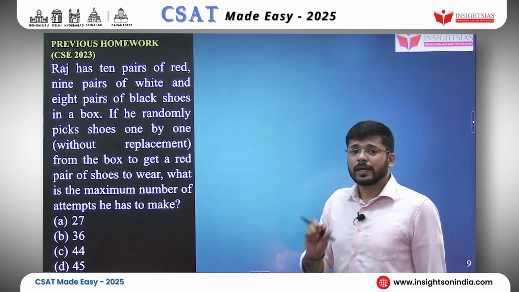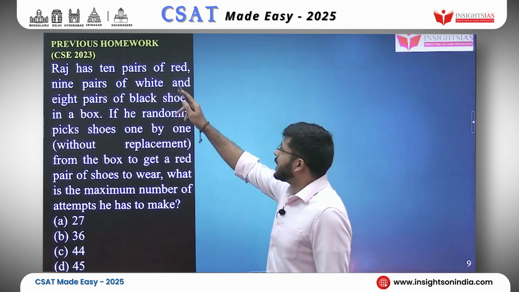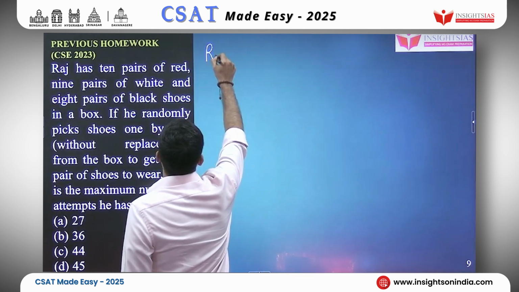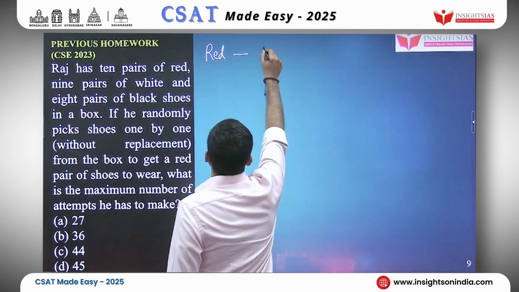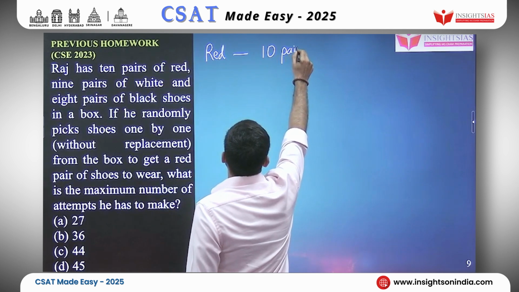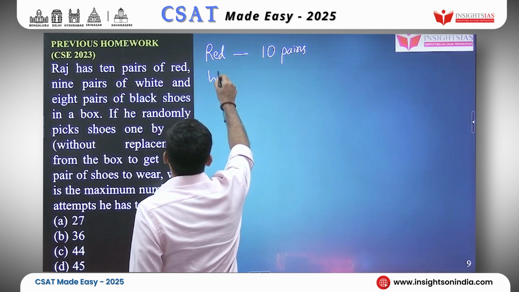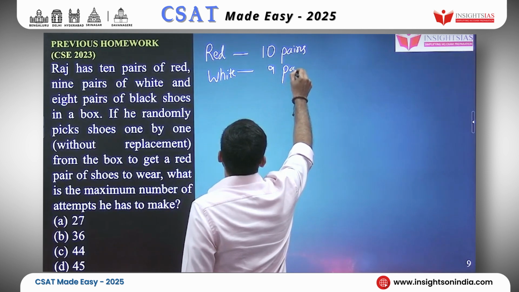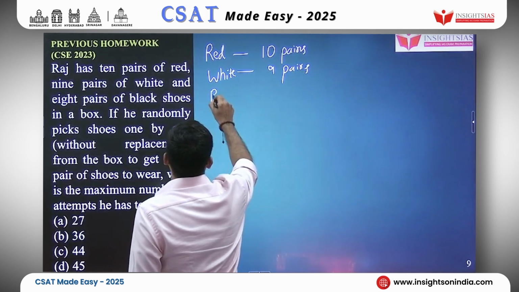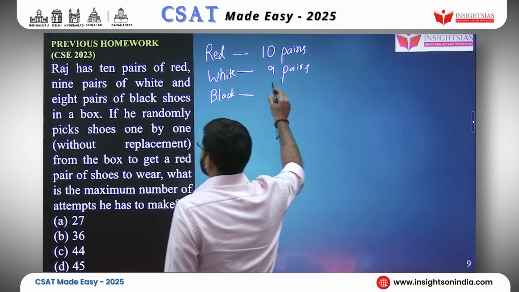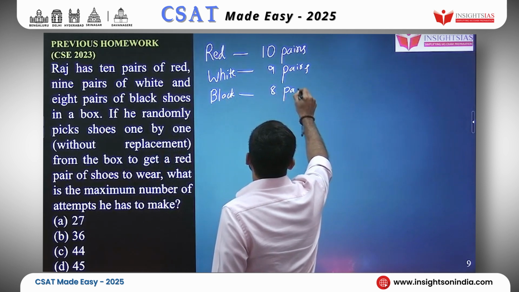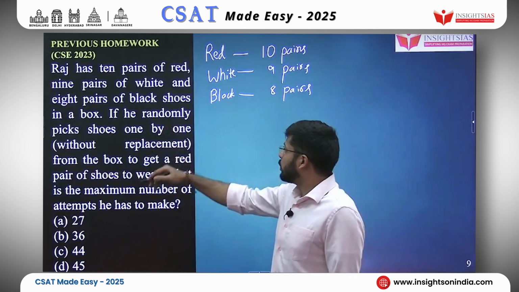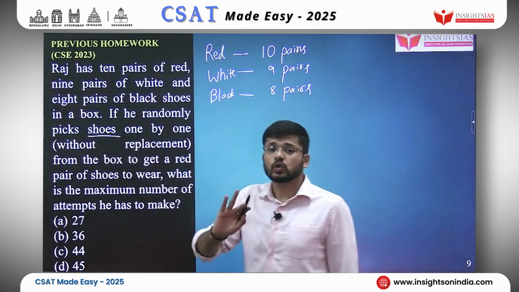Okay. Now there is a box, and that box, it has how many shoes? We will count them. Red, it has 10 pairs. Then white, it has how many pairs? 9 pairs. Then black, how many pairs? Black, 8 pairs. Okay. Then does he pick shoe one by one, or does he pick a pair one by one? He picks shoes one by one.